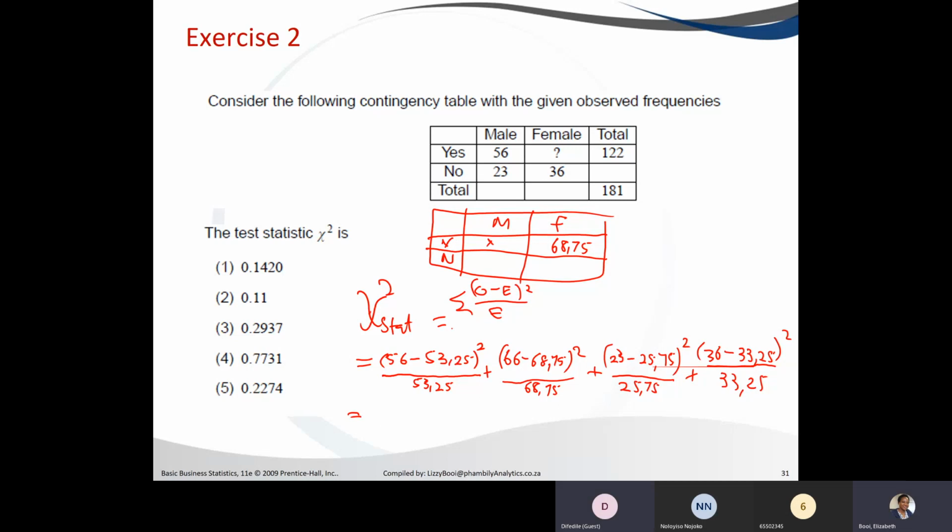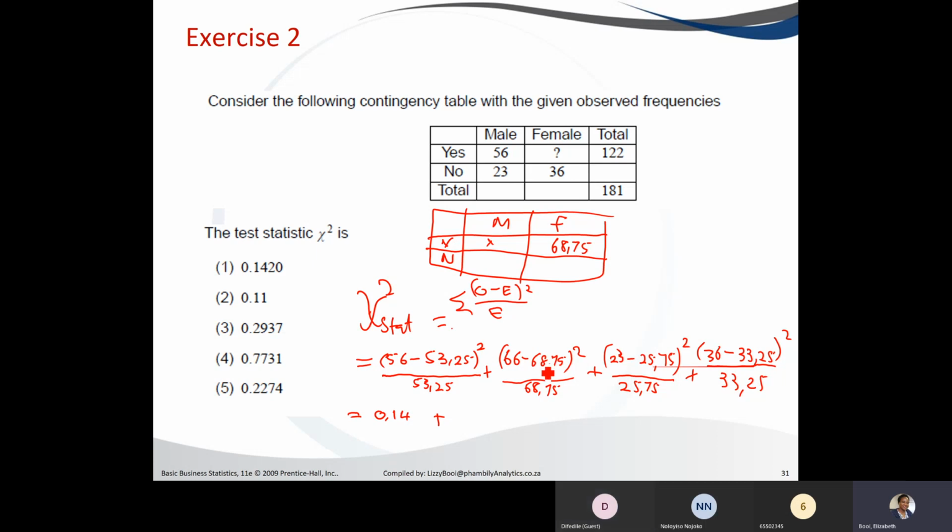The first one, 56 minus 53.25, squared, divided by 53.25. 0.14. It's just 0.14? No, all the decimals. 0.14212. Yes, all the decimals. I try to keep 5 of them. It's fine. Next.